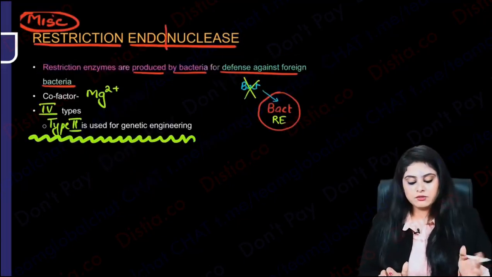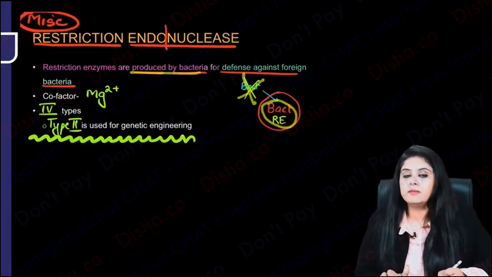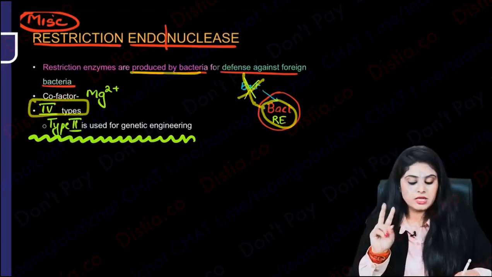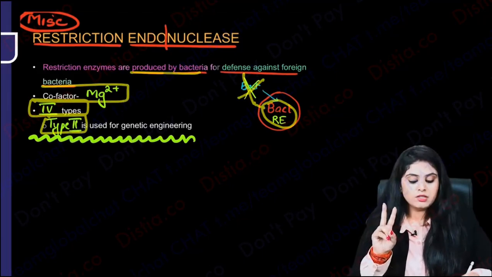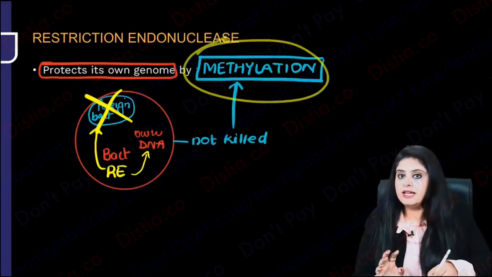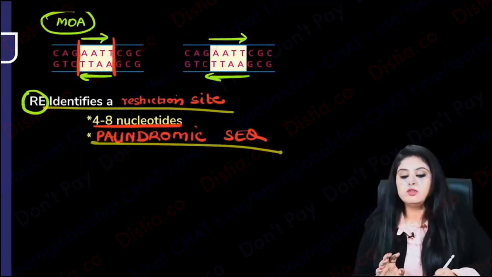So take home message points for a restriction enzyme. Please note, number 1, these are produced by a bacteria. Why? Because they want to kill a foreign bacteria. How many types are they? There are 4 types. Which is the one that I use in genetic engineering? Type 2. What is the cofactor? Magnesium. How does it protect its own self? By methylation. And what is going to be the site for identification? The palindromic site is there.